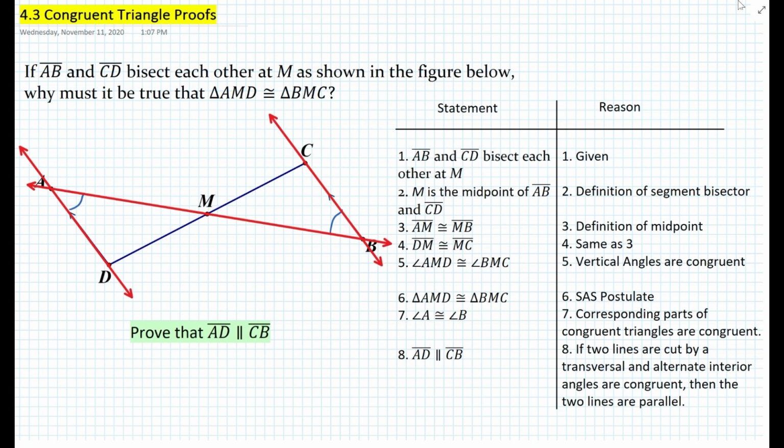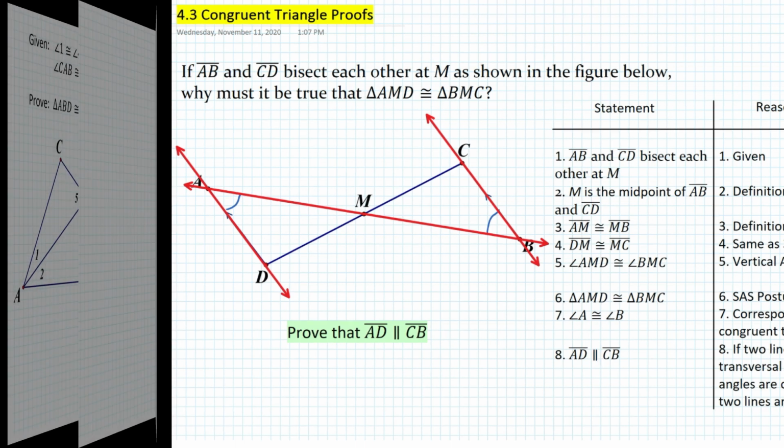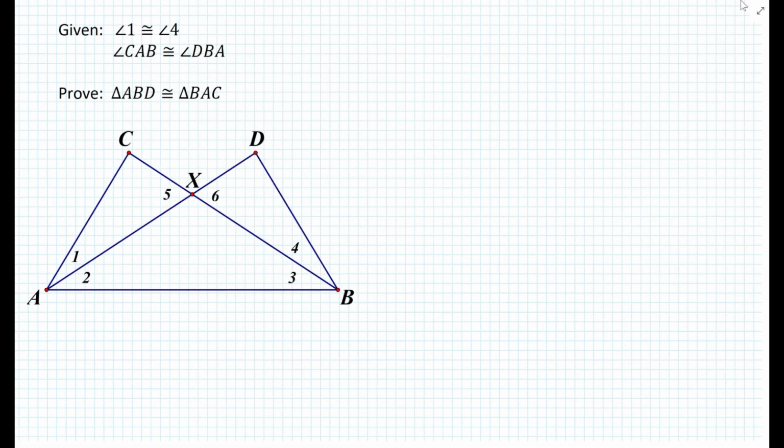So that's basically how we perform a congruent triangle proof. And in proving triangles congruent, we want to make use of those three postulates that I mentioned earlier in this YouTube video, namely the ASA postulate, the SAS postulate, or the SSS postulate. So let's look at another problem.